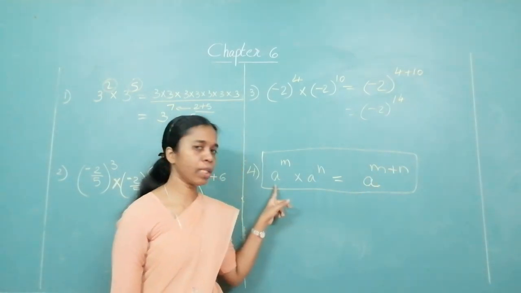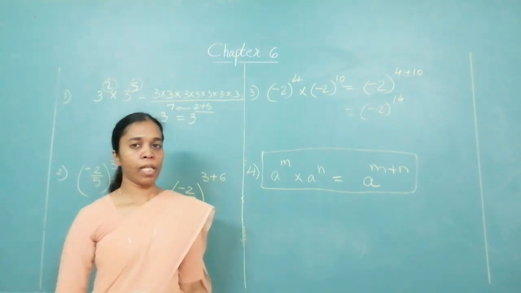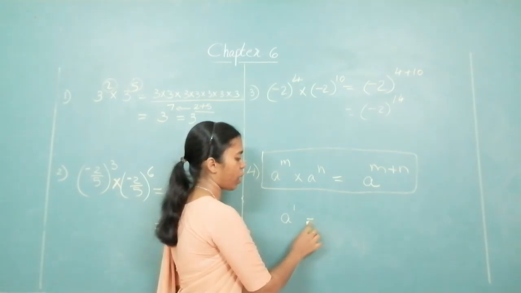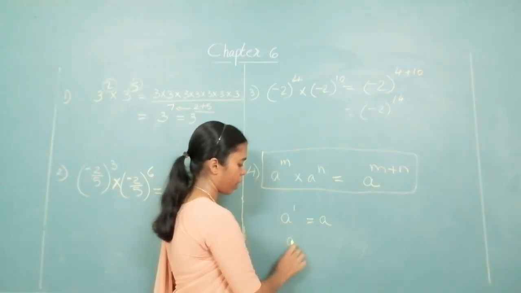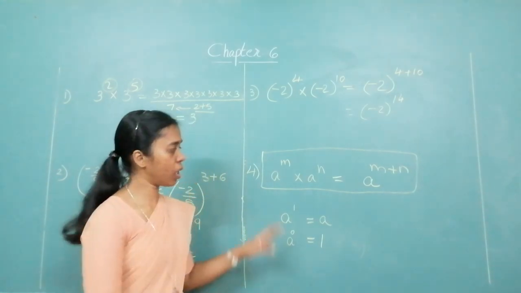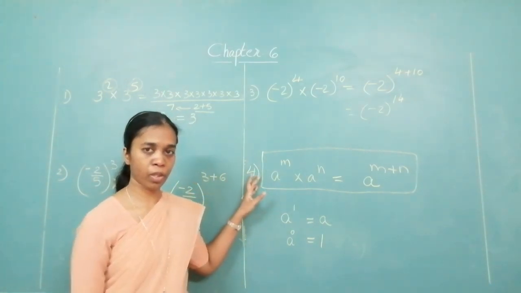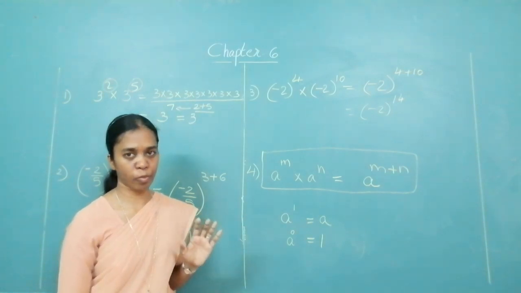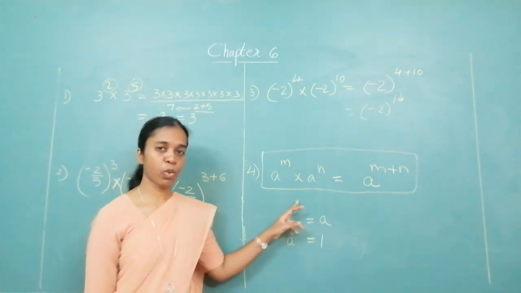You can see that the base is same. In the last class I gave you two formulas. I suppose you remember it. A raised to 1 is equal to A, A raised to 0 is equal to 1. And this is the third one for this chapter. Please remember. All this you have to learn by heart. Then only you can solve the problems clearly. Okay, properly. A raised to 1 is A.